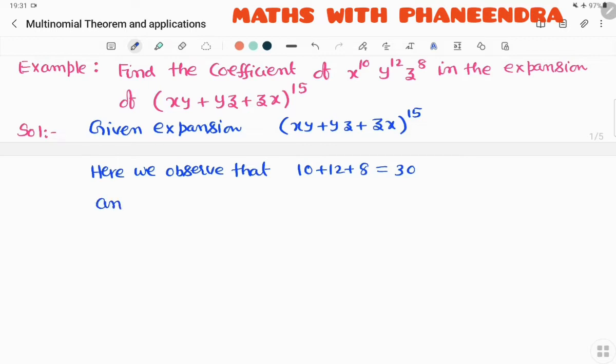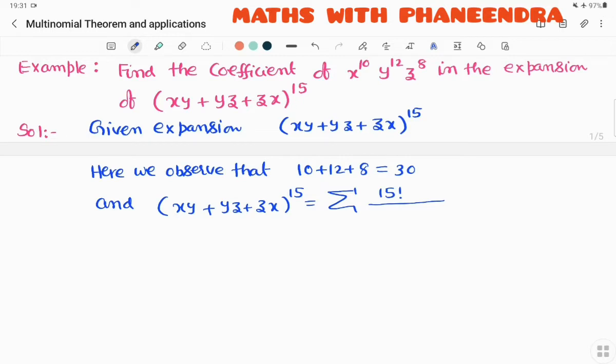And that expansion, (xy + yz + zx) whole power 15, can be expressed as, generally what we will write, sigma or summation of 15 factorial by n1 factorial, n2 factorial, n3 factorial. We don't know the n1 to n3 values, so the values are given. 10 plus 12 plus 8 is equal to 30, we wrote.